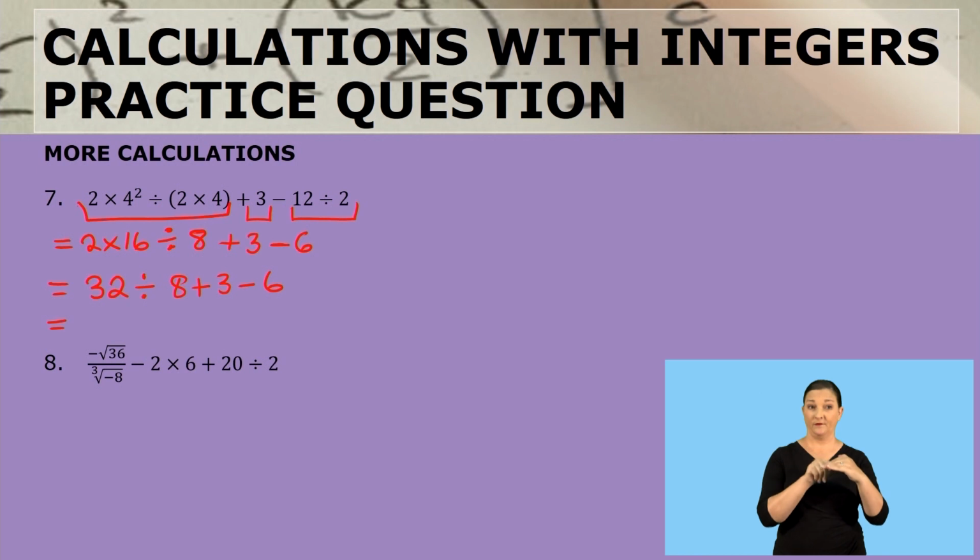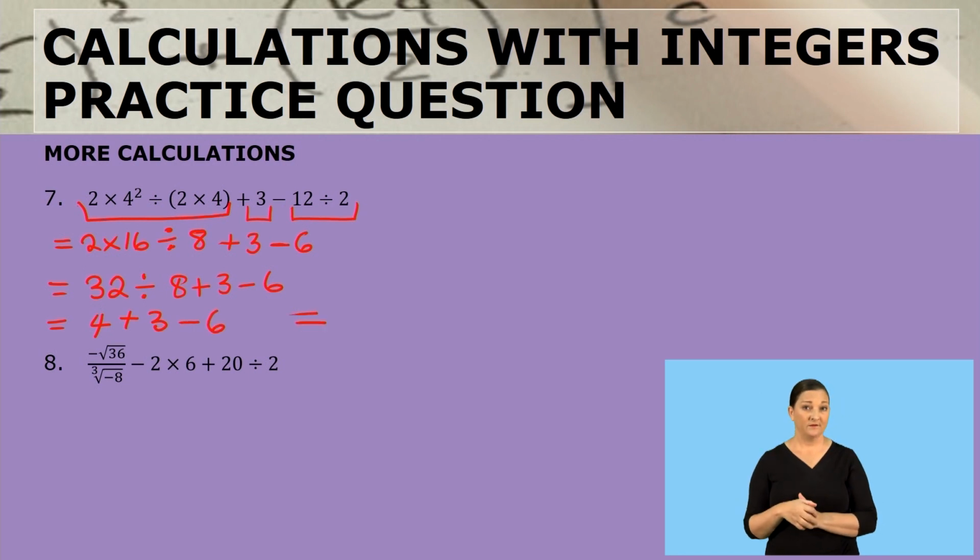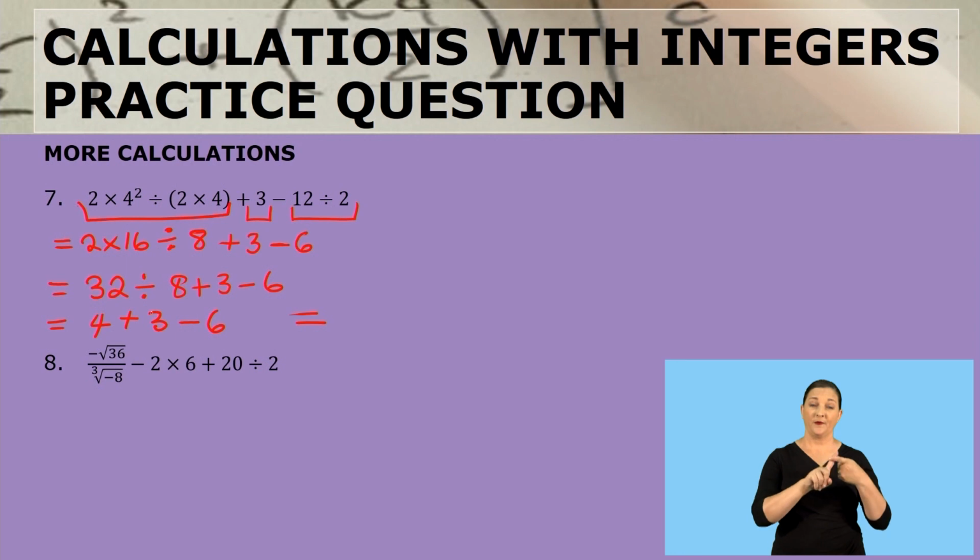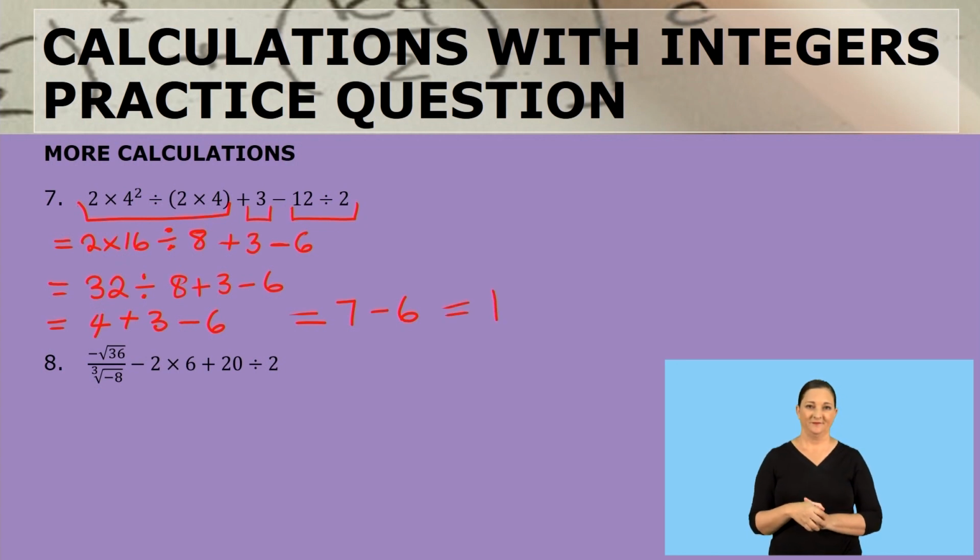Then 32 divided by 8 is 4. And we are going to add the 3, subtract the 6. And what answer does this give us? 4 plus 3, that is our 7, minus 6, and that gives us an answer of 1.